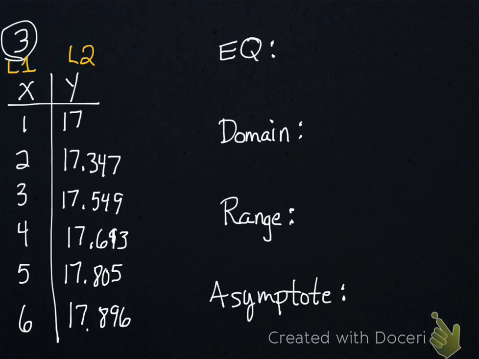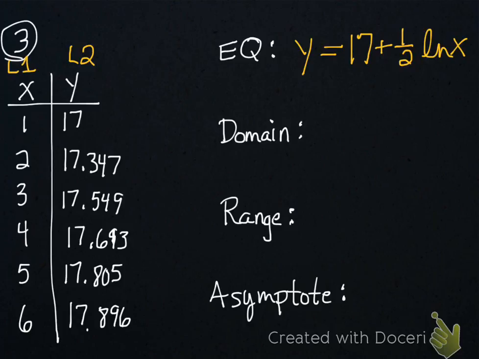Let's look at the equation. I go stat, over to calc, and I select number 9. The a value is 17. That's awesome. So I have y equals 17 plus, and I get 0.5. Well, we can write 0.5 or half ln of x. So now I can go to y equals, and I do 17 plus 0.5 ln of x.